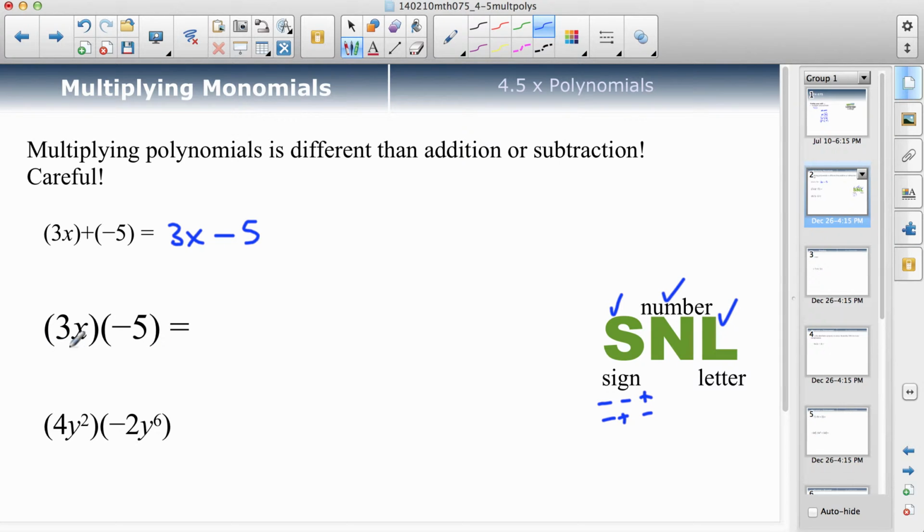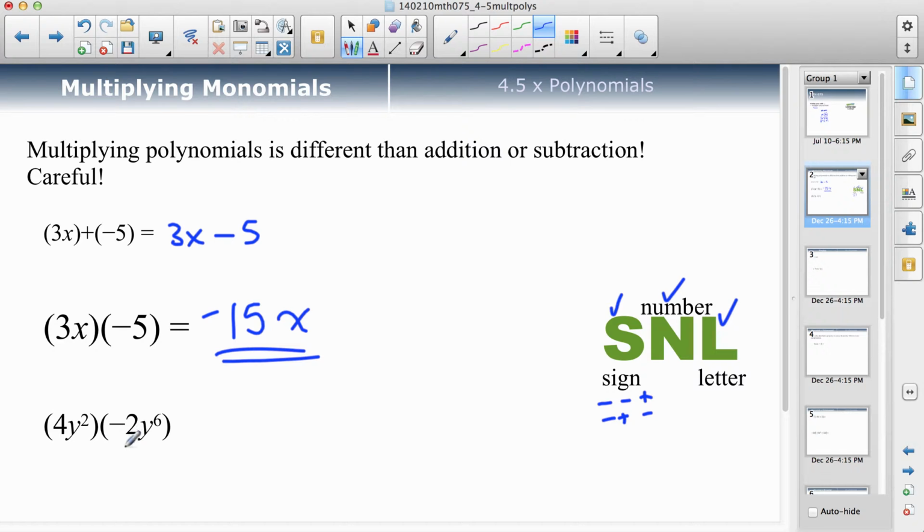So when I'm multiplying this, I look at the sign. Positive times negative, my answer is negative. Numbers, 3 times 5 is 15. Letters, x times, there's no x over here, would just be an x. So that would be the answer to that. Notice I did three things.